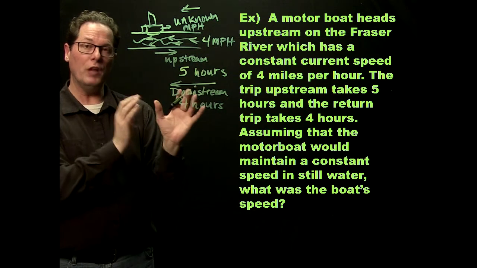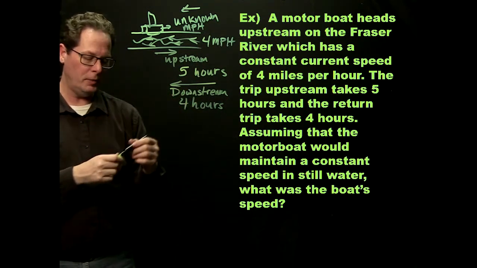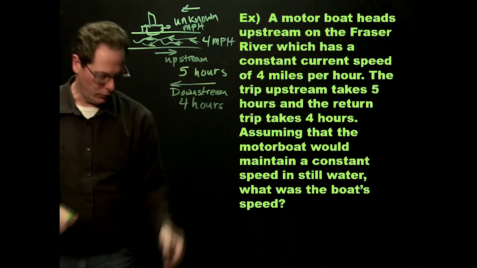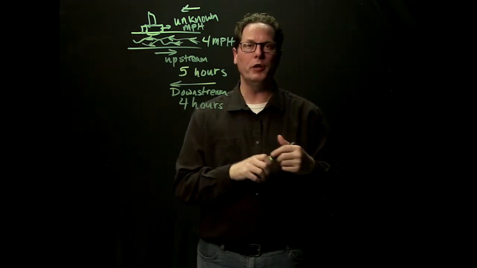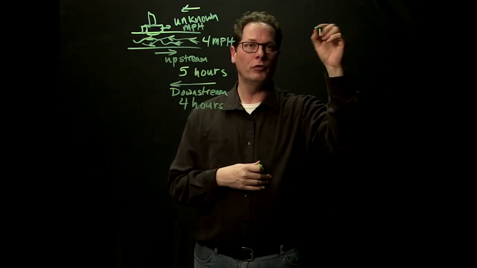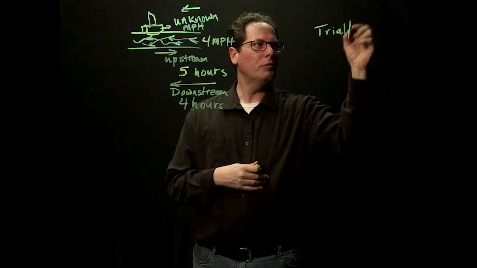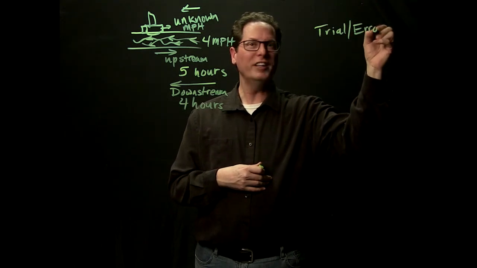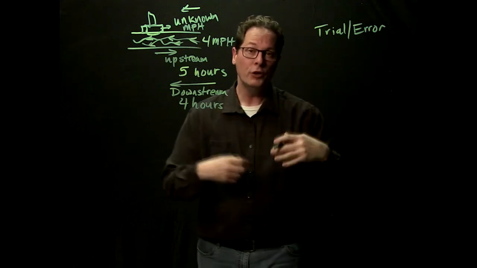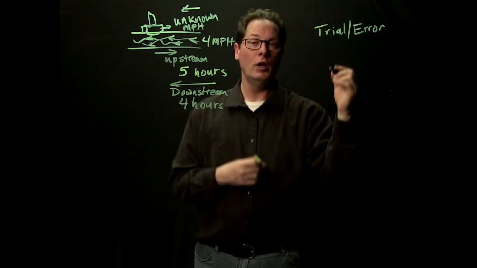So what is the velocity of the boat? What is that constant speed that's unknown here for our algebraic equation? But before we do that, we should do a little trial and error first. So trial and error, what I'm saying is let's just guess at an answer and see if it works or not. It will help us to understand the algebraic equations for this thing.